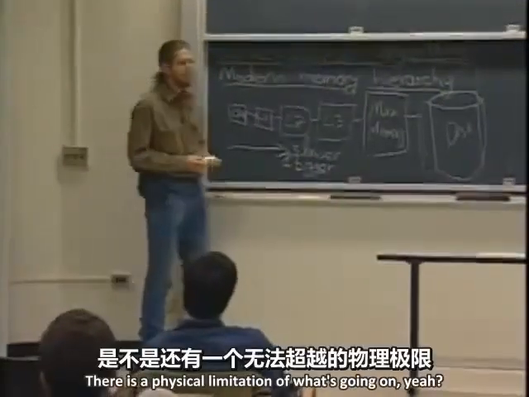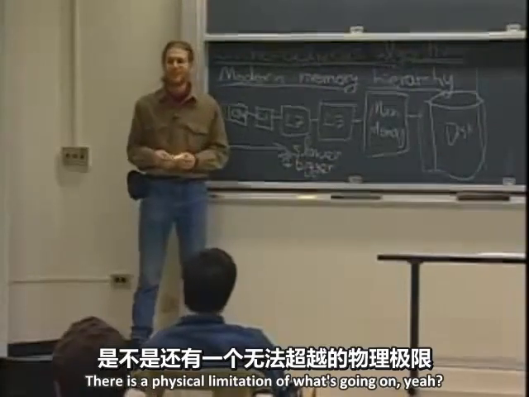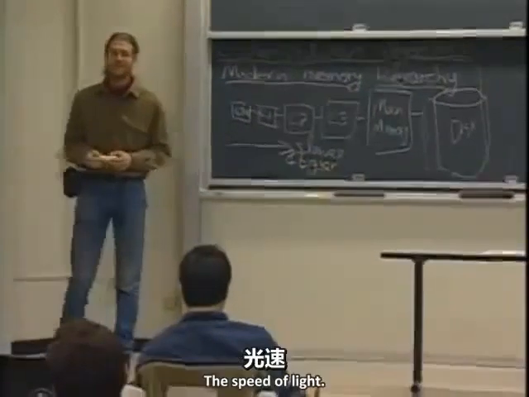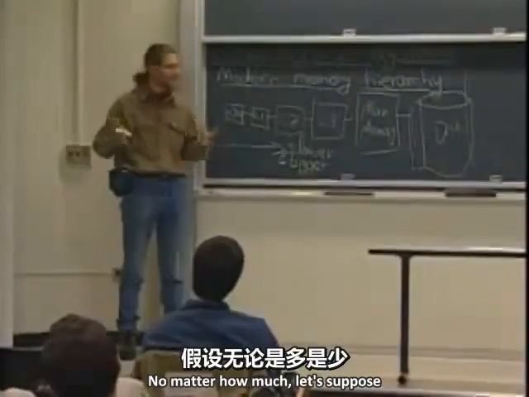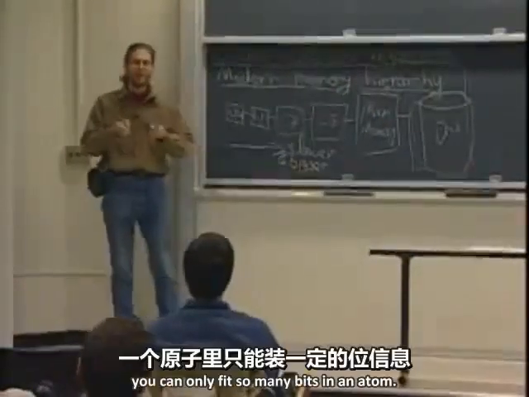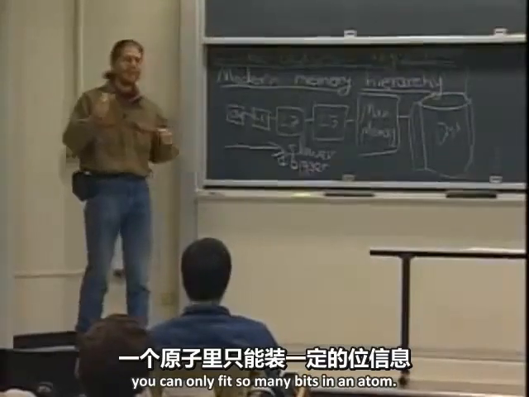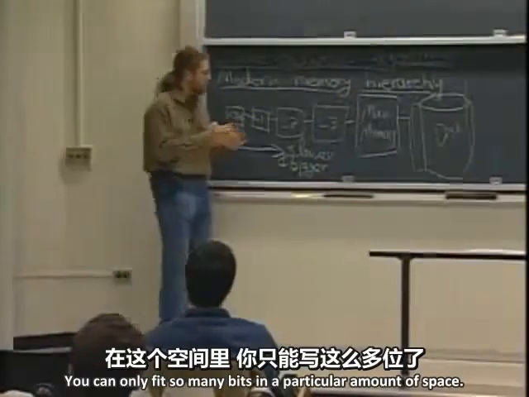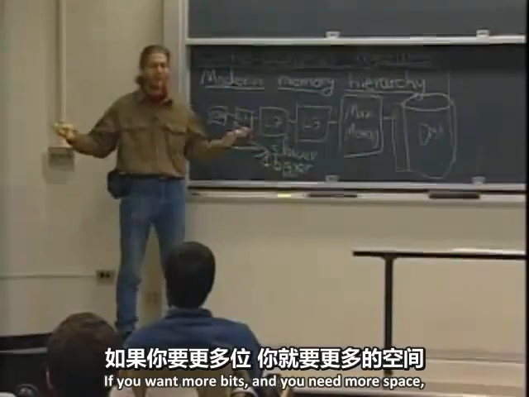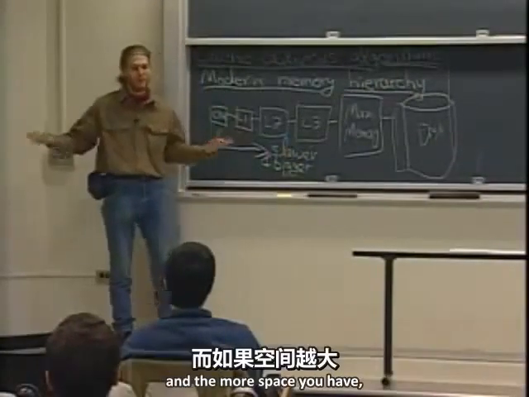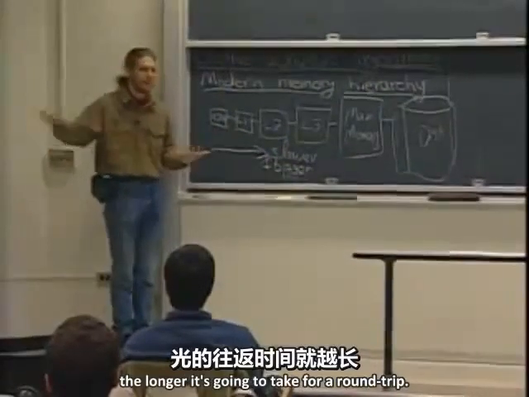There's a physical limitation to what's going on. The speed of light. That's a bit of a problem, right? No matter how much, you can only fit, let's suppose, so many bits in an atom. You can only fit so many bits in a particular amount of space. If you want more bits, you need more space. And the more space you have, the longer it's going to take for a round trip.